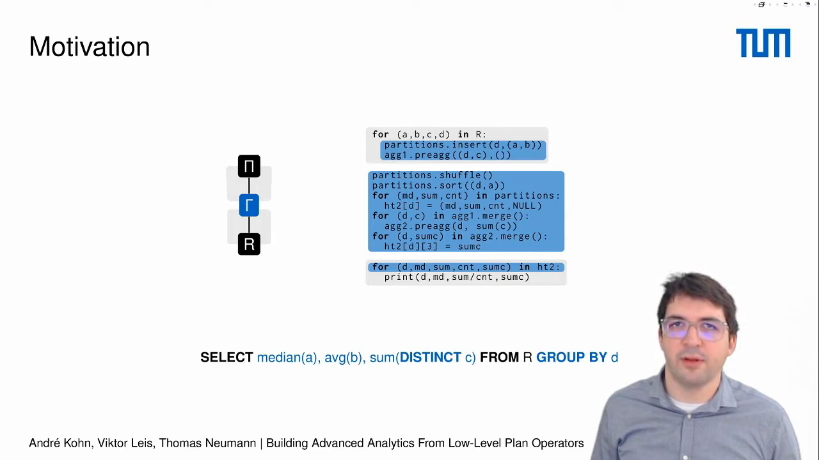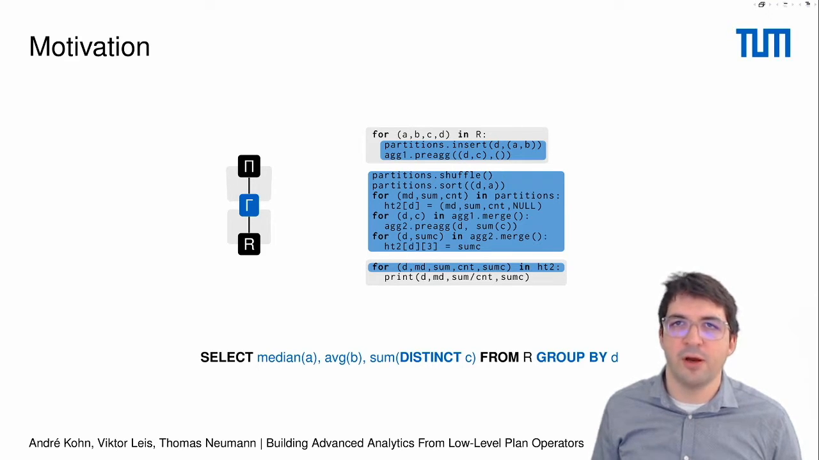Let's take a look at another example query. This query only scans relation R and computes the 3 aggregates median, average, and a sum with distinct qualifier. The corresponding relational algebra plan is much simpler than before and consists of only 3 operators: a table scan, a group by operator, and a topmost projection. If we take a look at the pseudocode, however, it is now significantly more complex and is primarily generated by the single group by operator in the middle.